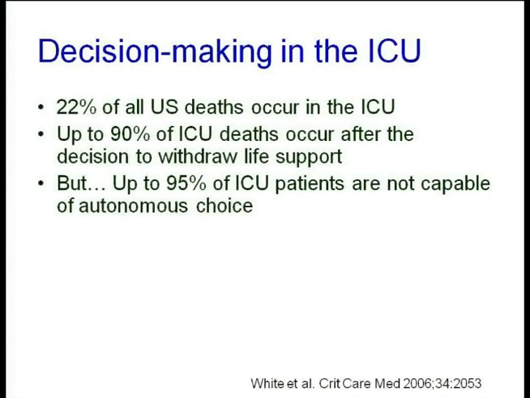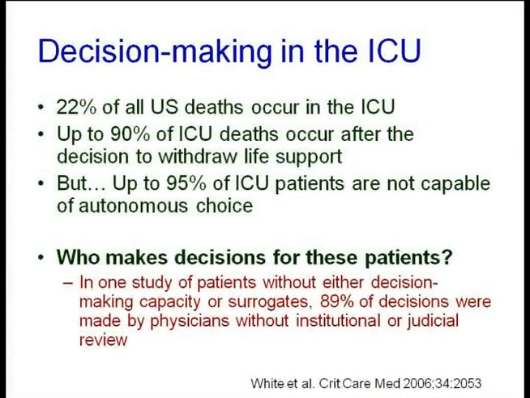We know that an increasing number of Americans are dying in our intensive care units, and we know that now up to 90% of ICU deaths in some ICUs occur after a decision to withdraw life support, as opposed to a failed attempt to resuscitate the patient. So these are orchestrated deaths in our ICUs. But we have a real paradox here. Up to 95% of ICU patients are not capable of participating in this decision-making. So what's happening? Well, Doug White did a study of this, and at least in his study of patients who did not have decision-making capacity and did not have surrogates, 89% of decisions were made by physicians without institutional or judicial review. So this is being done, and it's being done a real lot.